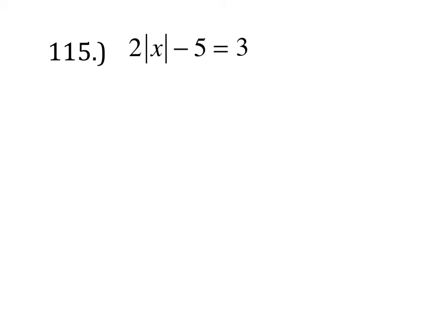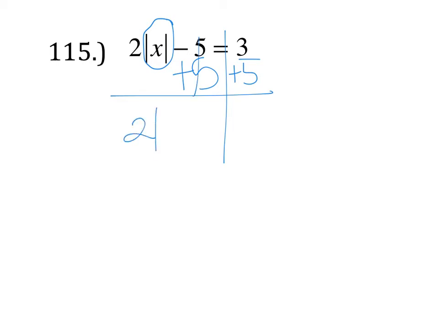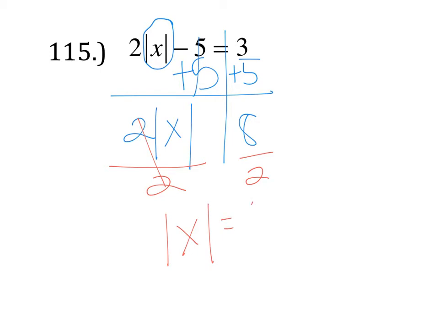So the first thing you want to do is make sure that this absolute value of x is isolated. And as you can see right now, we're multiplying by 2 and we're subtracting 5. So we are going to start by adding 5 to both sides. We want to get that absolute value of x alone. So 2 times absolute value of x is now equal to 8. It's still not by itself, so we're going to divide both sides by 2. So now absolute value of x is equal to 4.